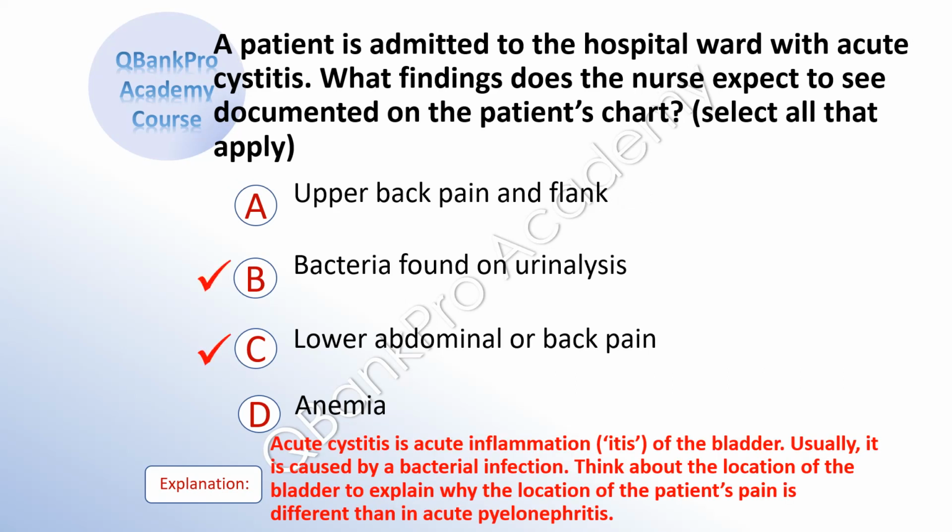The correct answer is B. Bacteria found on urinalysis, and C. Lower abdominal or back pain. Explanation. Acute cystitis is acute inflammation of the bladder. Usually, it is caused by a bacterial infection. Think about the location of the bladder to explain why the location of the patient's pain is different than an acute pyelonephritis.